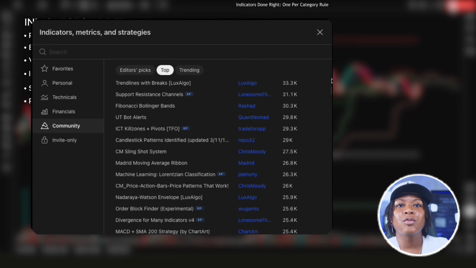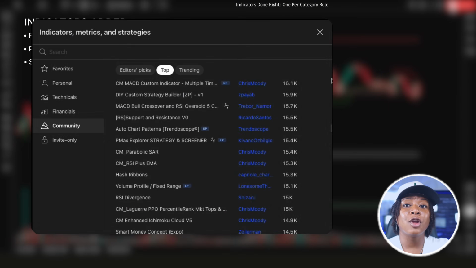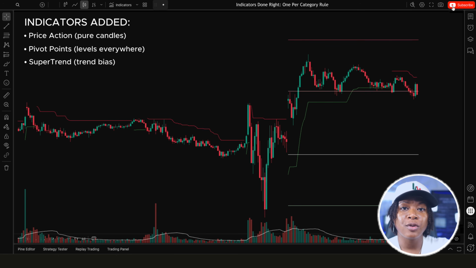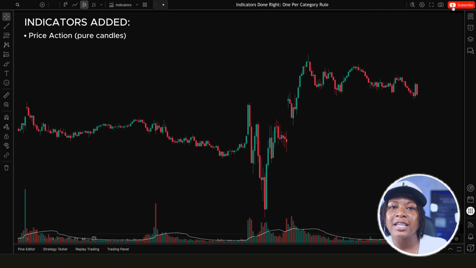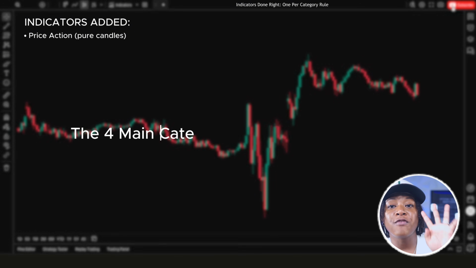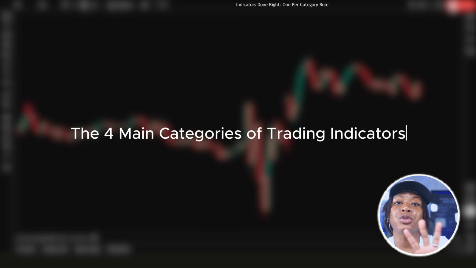There's so many different ones that you can choose from. And if no one's ever broken it down for you, it's easy to think that they all do similar things. But here's the deal. For the most part, indicators fall into a few categories, and each one is going to have its own superpower. So here's the game plan. Start simple. Start with the 4 main categories of trading indicators.